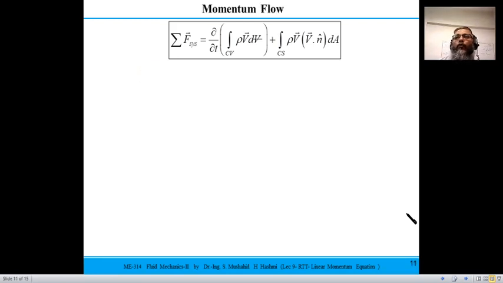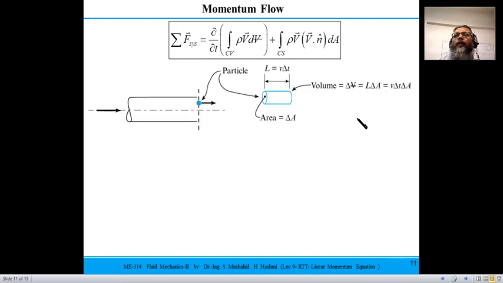Okay, now let's move to the momentum flow term, because we have already talked about some of the forces and the momentum accumulation term. The next thing is to talk about momentum flow. This is a more important and more critical term. So for simplicity, let me just consider flow in a cylinder. This is the center line of the cylinder, and just think of a particle which is crossing a certain surface. I have taken a very small cylinder, so its area would be delta A.